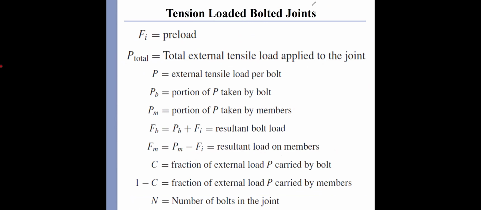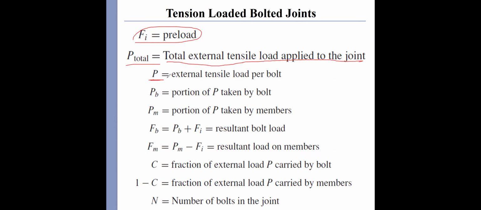Next, we're gonna discuss the tension loaded bolted joint. For the joint, the preload must be applied. Why? Because we fasten the bolt and nuts, but there must be a force to compress the member. That's the preload. And the P total defines the total external tensile load applied to the joint.